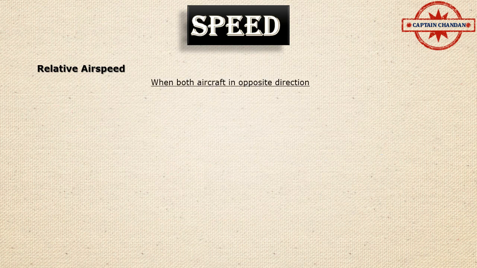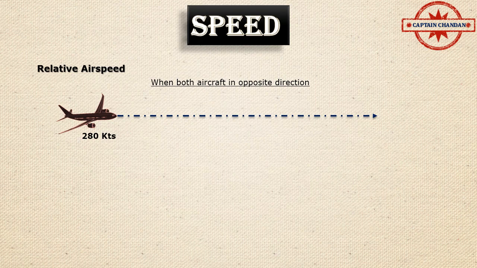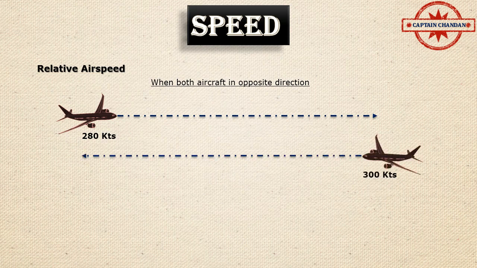Case 2. When both aircraft are in opposite directions. One aircraft has 280 knots ground speed and the second aircraft, which is in the opposite direction, has a ground speed of 300 knots. So the relative speed will be 280 plus 300, that is 580 knots. We will study relative speed in a separate chapter in general air navigation. At that time we will cover more detail.